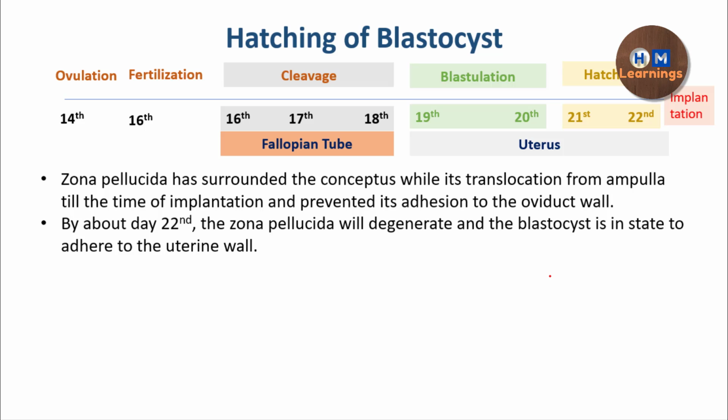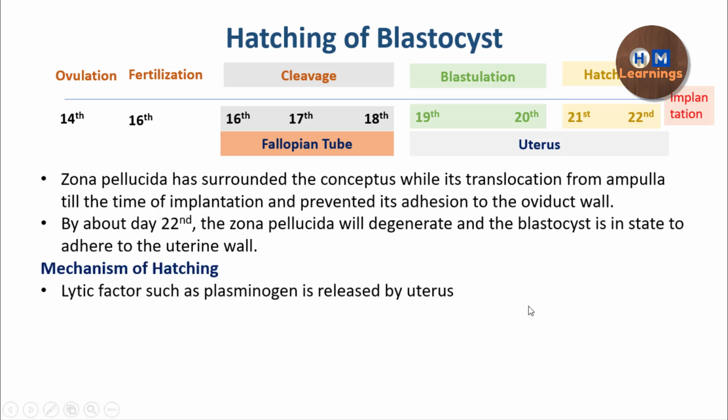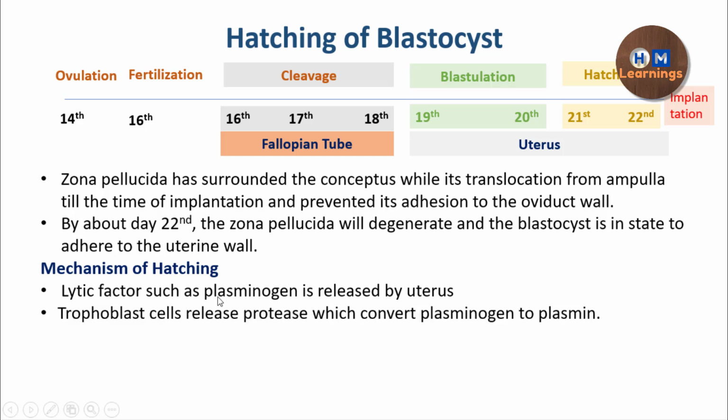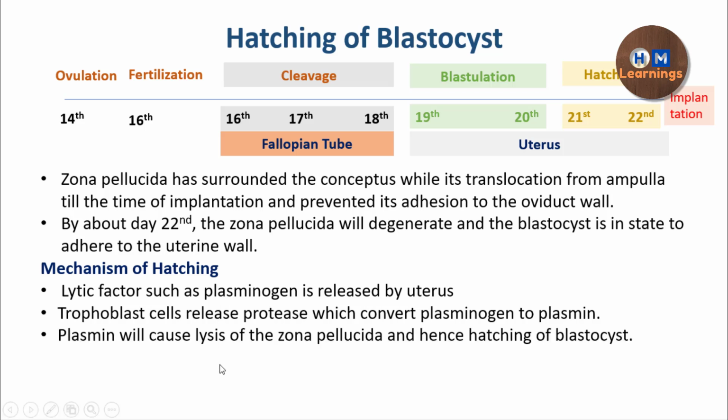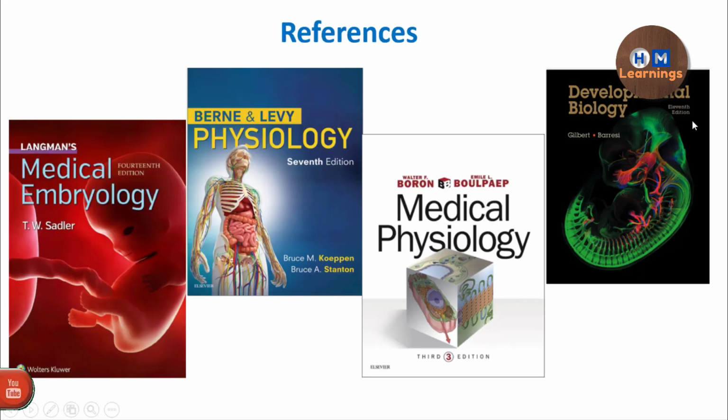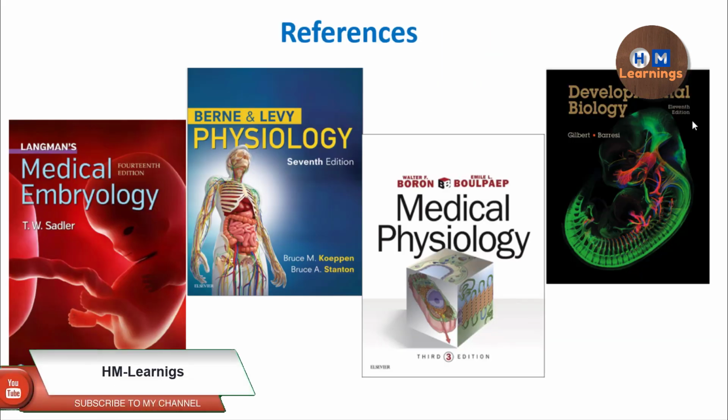So how does this happen? First, there are some lytic factors released by the uterus itself, that could be plasminogen, which is an inactive form. The trophoblast is going to release a protease which will convert this plasminogen into plasmin. Now this plasmin is going to cause the degradation of the zona pellucida, and hence there will be hatching of the blastocyst. So now the blastocyst is in a state to adhere to the uterine wall and begin the process of implantation. So this is about this video on the first week of embryonic development.